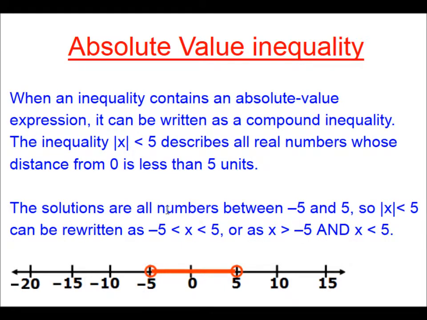So the solution is all the numbers between minus 5 and 5, but not including minus 5 and 5. So mod of x less than 5 can be rewritten as x is such that x is greater than minus 5 and x is less than 5.